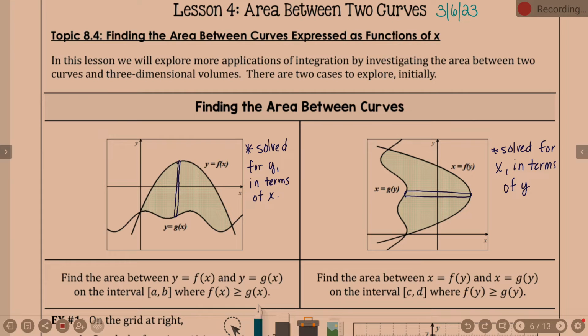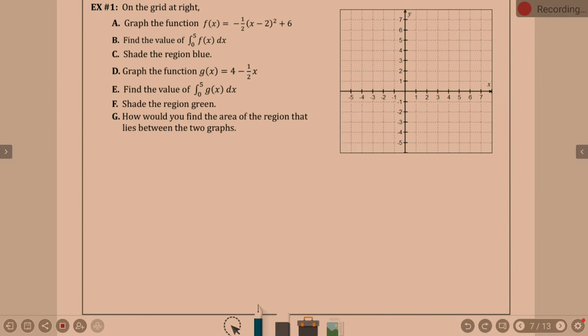We're going to work through this first one kind of as an investigation here. On the grid at the right, we have A through G. A asks us to graph this function. Okay, it asks us to graph f of x equals negative 1/2 (x minus 2) squared plus 6. So, challenging here, because I know you guys aren't going to want to graph all those pieces. Feel free to sharpen them if you need to.